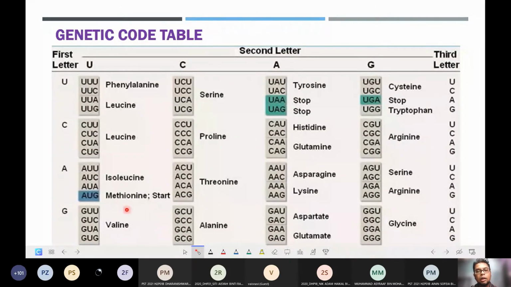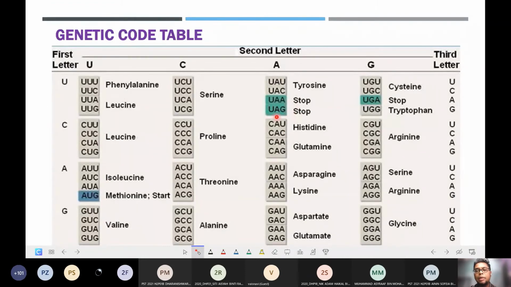This start codon also codes for a particular type of amino acid, and that will be the amino acid methionine. So you just need to remember AUG, the start codon, and it codes for methionine. Okay, there will be 3 more that you need to remember.